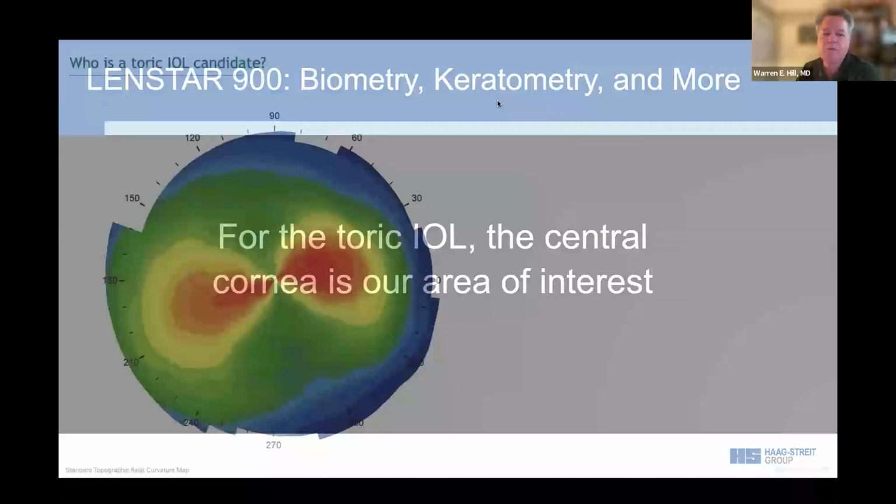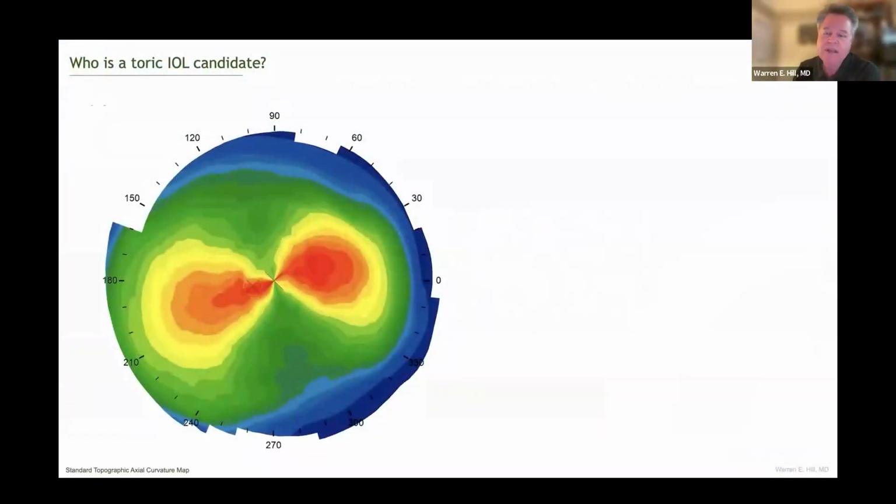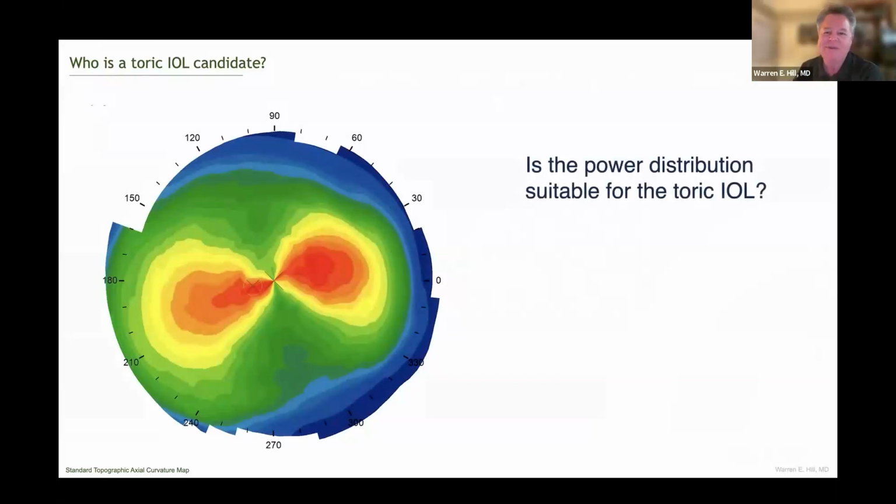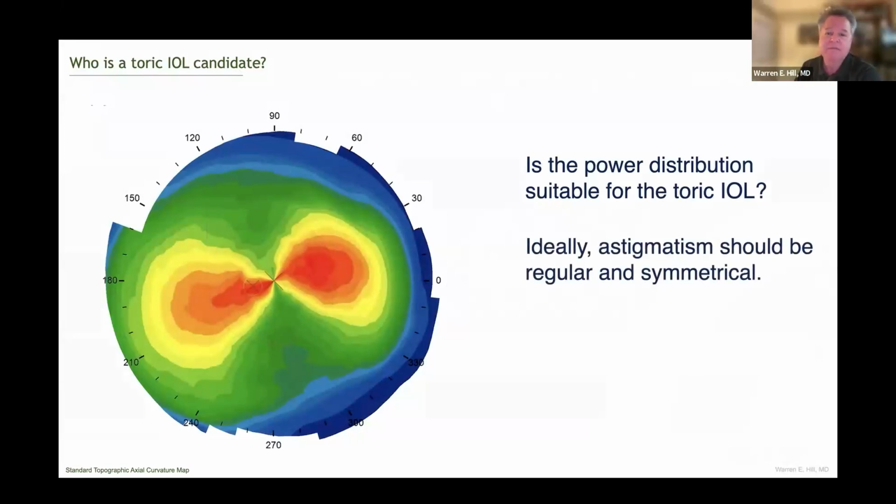Again, the central cornea is really what we're interested in. And I'll just review how my partners and I look at a cornea for a toric IOL. So this is the patient that we wish always walked into our office, and we want to say to ourselves, is the power distribution suitable for a toric IOL? So is it regular and symmetrical? And we're looking at the central 3 to 3.5 millimeters. Ideally, the astigmatism should be regular, which means we can draw a line through the corneal vertex and the center of the two astigmatic lobes. And it should be symmetrical, which means we have similar power distribution on either side. But again, it's the central part of the cornea that really matters for the toric IOL.